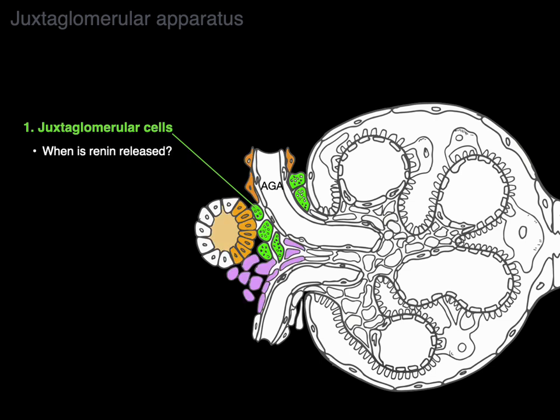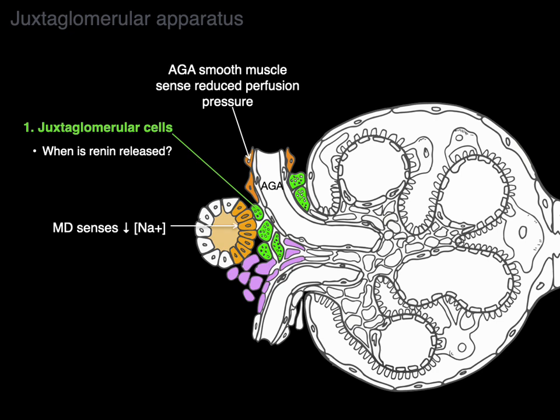So when is renin released? Well, when the afferent glomerular arteriole smooth muscle senses a reduced perfusion pressure, or when the macula densa senses a decrease in sodium concentration in the tubular fluid, and or there's sympathetic innervation of these beta 1 adrenergic receptors.